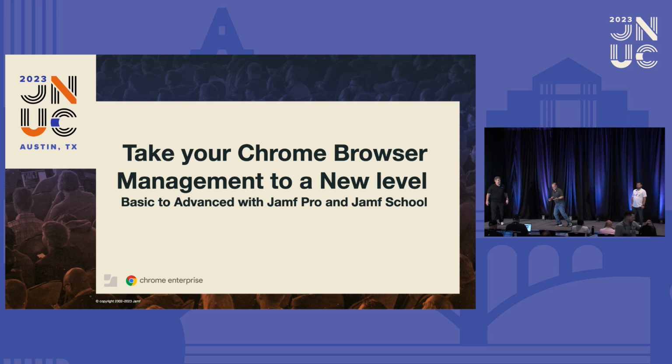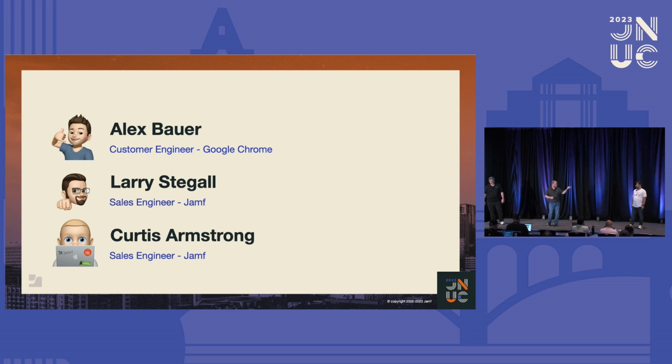Little introductions here are in order. Over here, we've got Alex Bauer. He's going to be basically finishing this off. I'm going to be starting here. My name is Curtis Armstrong. I am a K-12 sales engineer here at Jamf on the education team. I'm joined by Larry Stiegel, partner in crime on the SE team for K-12 education. And of course, Alex, I neglected to mention that you are with Google. So we've got the core team here ready to get you going. So let's actually get going here.